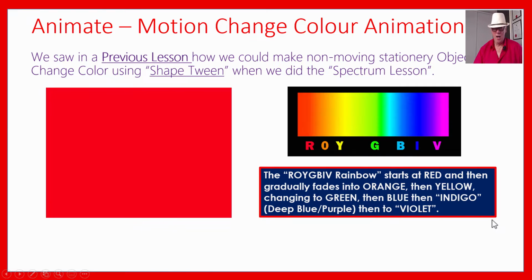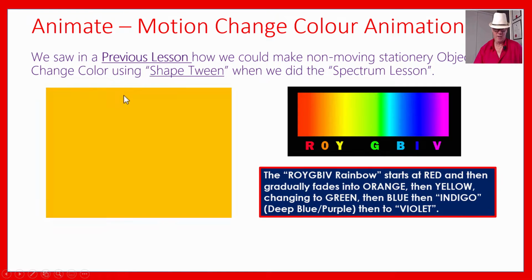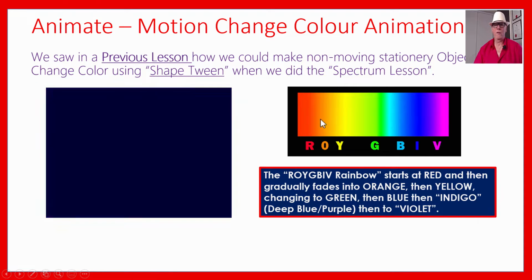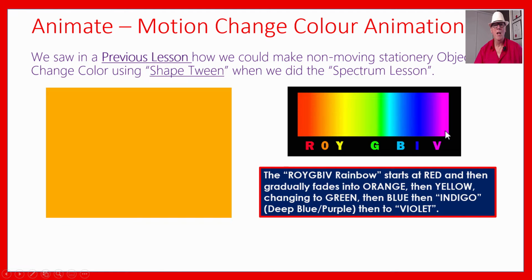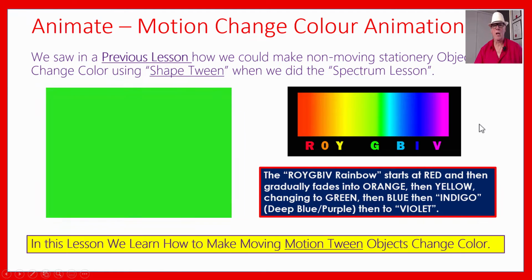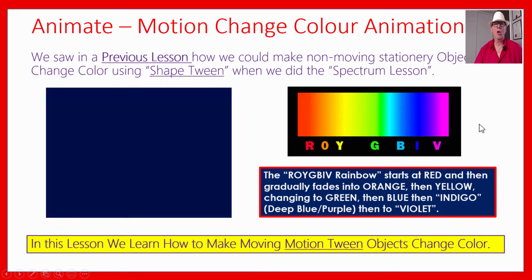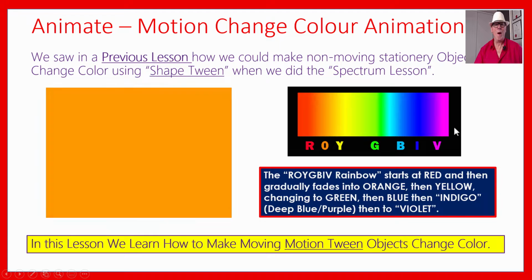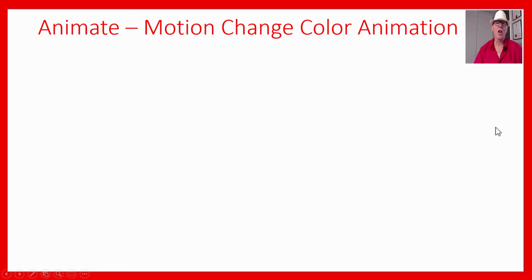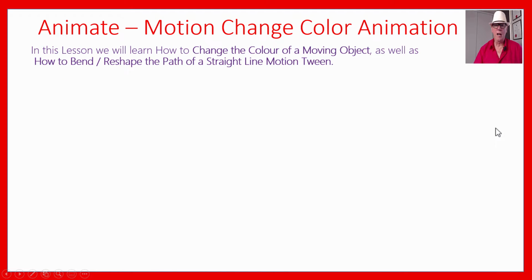shape tween. And what we did with that one was that we had this rectangle shape and we made it change colors. So all the different colors in the Roy G. Biv color spectrum. And so that's how you make a shape tween change color. But in this one, we're going to learn how to make a motion tween, something that's moving along, not something that's in one place like that rectangle. We're going to learn how to make that change color.